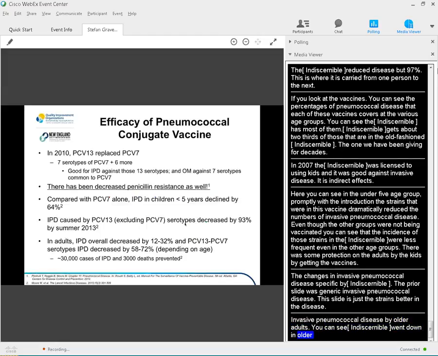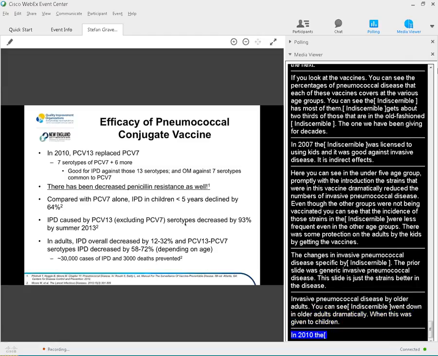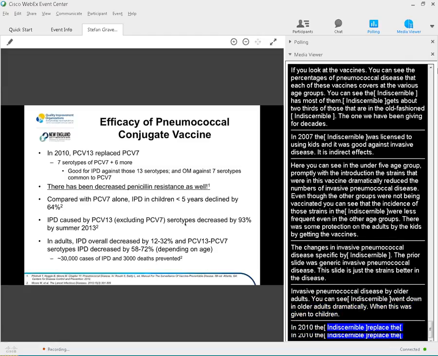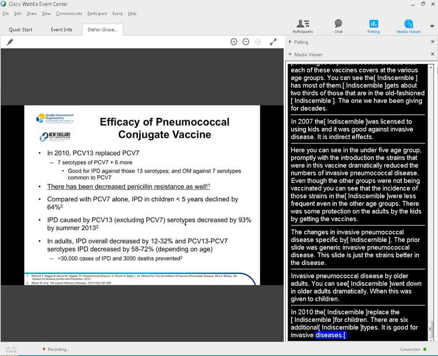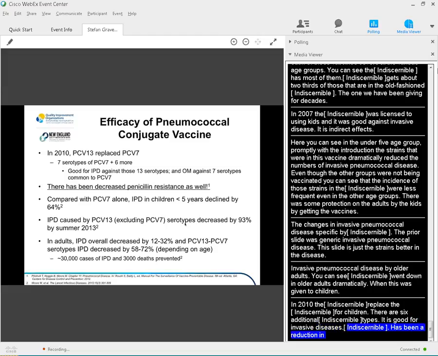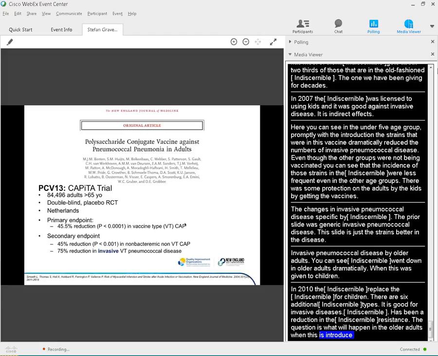So in 2010, the PCV13 replaced the PCV7 for children. So there's 6 additional serotypes. It's good for invasive disease, for those 13 serotypes, endocarditis media, and 7 serotypes common to PCV7. There's also been a reduction in the penicillin resistance, which is pretty cool. So the question now is, what's going to happen in the older adults when this is now introduced to that population? There was a big study that was published last year, the CAPITA trial, which had 85,000 adults over the age of 65.